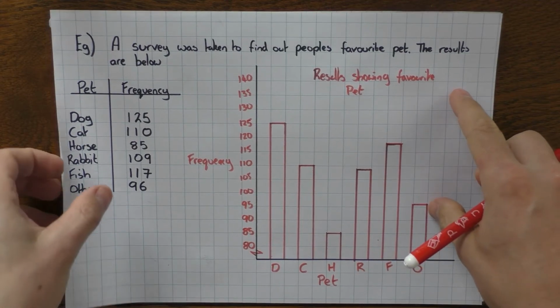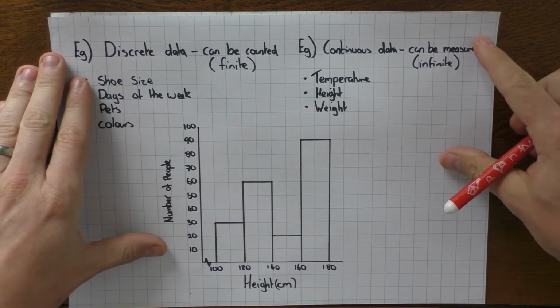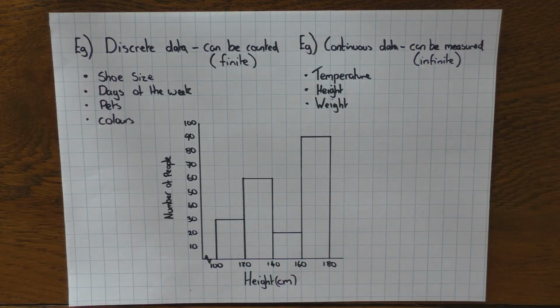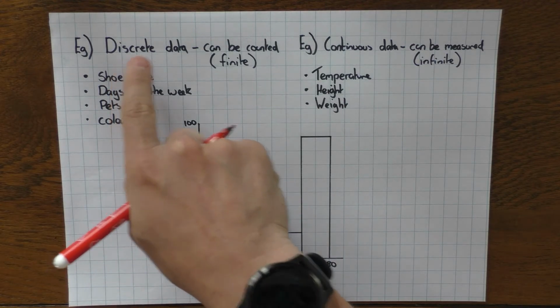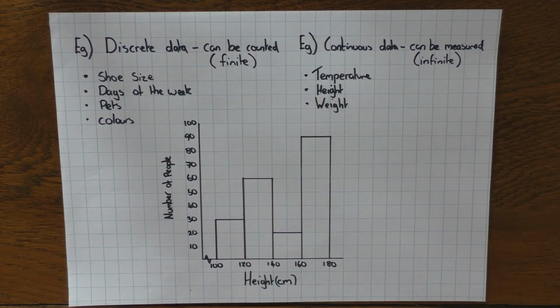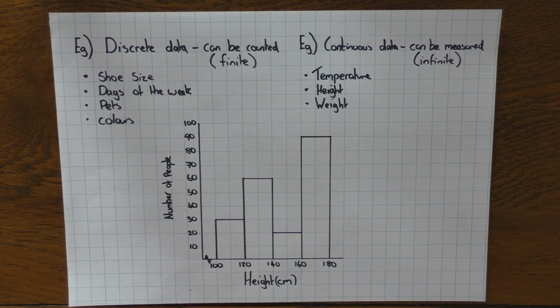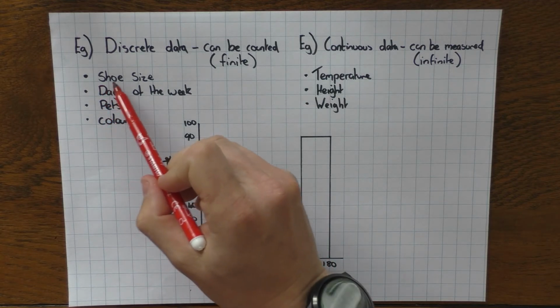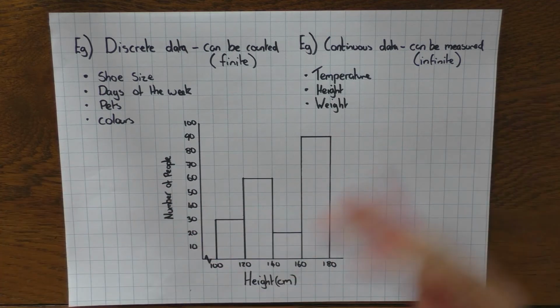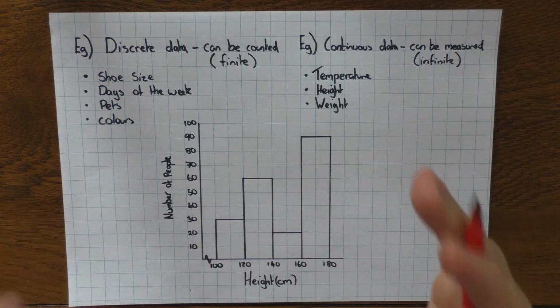Okay, there's just one last thing to talk about, and it's this. Now, bar charts, you're always led to believe to have gaps. However, this is a bar chart that has no gaps, and this is why. There are two different types of data. We have discrete data and continuous data. The difference between the two is discrete data can be counted, and there's a finite number of aspects or things it can be. So for example, we have shoe size. There's only certain shoe sizes and it's limited. Days of the week, there's only 7 days of the week, so it can be counted, and there's only 7 of them, so it's finite.